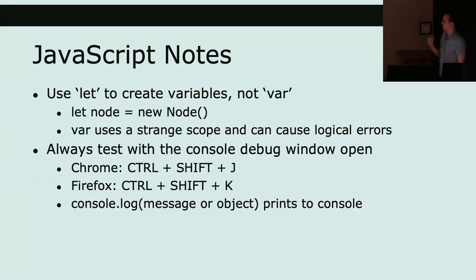I suggest always testing your code with the debug console window open. Now, here, Control-Shift-J opens the debug window in Chrome. It's Control-Shift-K in Firefox, but it's actually Control-Shift-J in Firefox on a Mac. It's weird. You can just hit F12 and then open the console. I'll show you that in a bit.